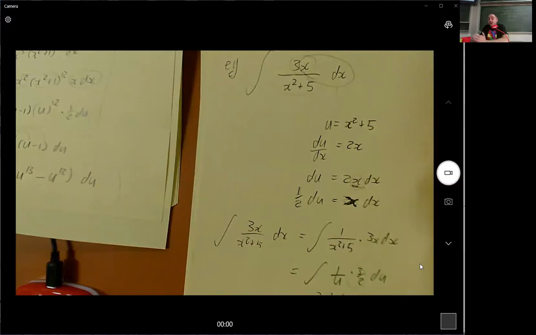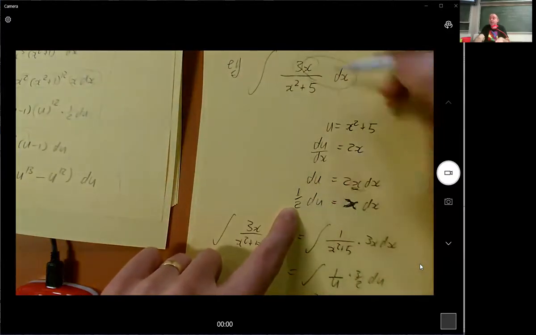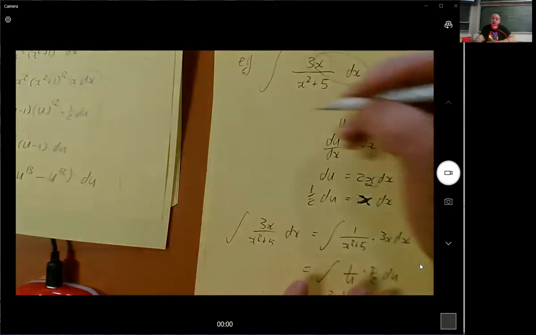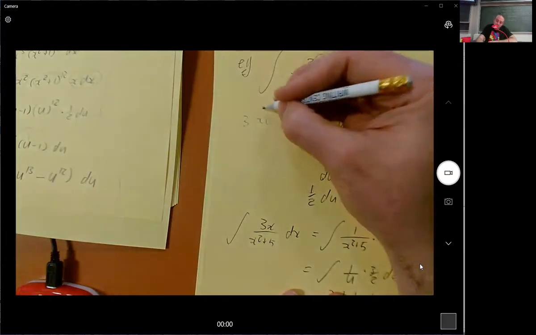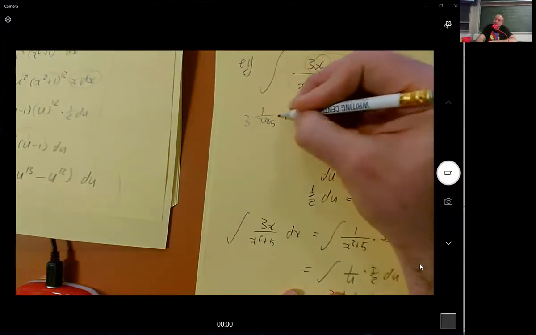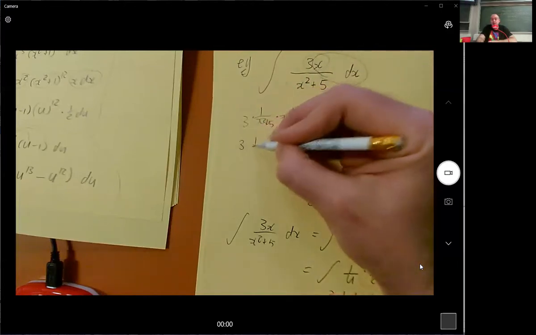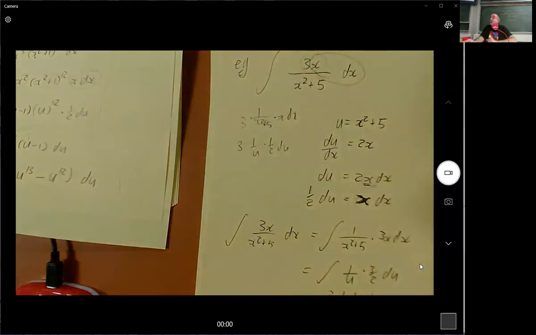So you can actually sub it in at this point. You can say, well, that x dx is a half, and just put it in. It's like a half of du, and you can just put it in. And there'll be a 3 here. So you could have done 3, and there's a 1 over x squared plus 5, and there's an x dx. That's how this thing is built. And then you'd have a 3, and that's a 1 over u, and that's a half of du, and that would have been fine. You could have done that.